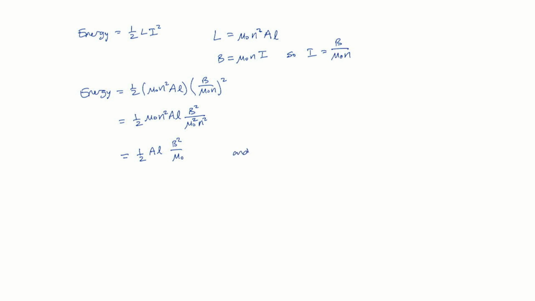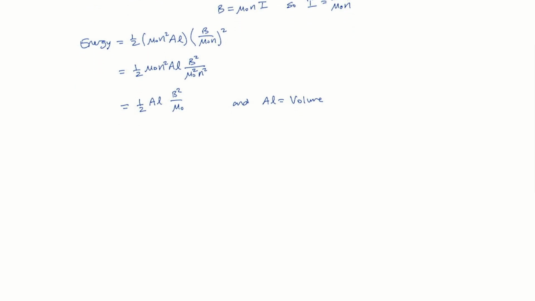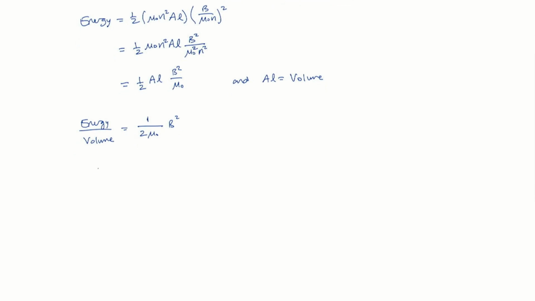And now notice that A times l is equal to volume. So if we divide both sides by A times l and call that volume, we have energy per volume is equal to 1/2 mu 0s times B squared. And so we have U sub B is equal to B squared over 2 mu 0. And that is for values at an instant in time.